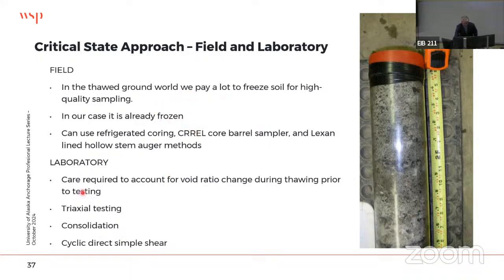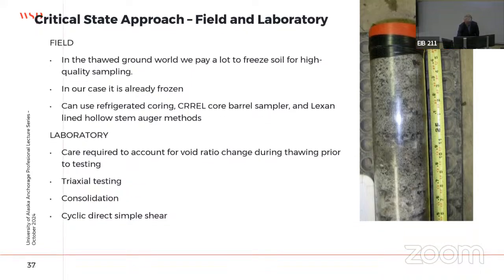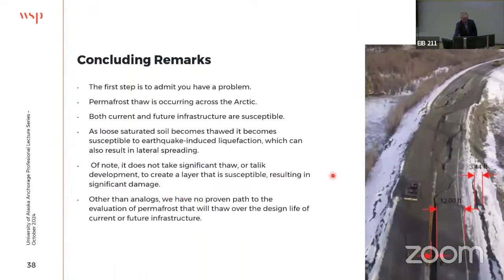And so then you can do a bunch of laboratory tests to evaluate all those things that I've been talking about. So the concluding remarks: the first step is to admit that you have a problem. And I think that's the big issue here, that we do have a permafrost degradation problem. It's an exciting problem, I would argue, because there's not a lot of real guidance there, right? So we as a community have to figure out the direction that we want to go.